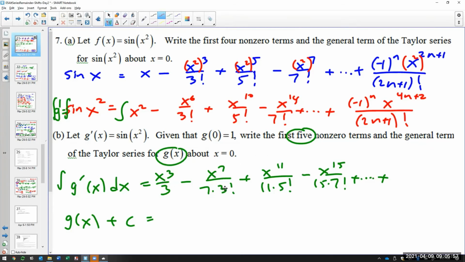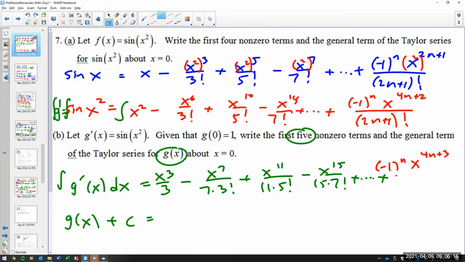So this is taking the antiderivative. So what did I do to this general term to take the antiderivative? Yeah, add a 1. Is it still alternating? Okay, so I still keep this -1 raised to the n. But you add a 1 to this exponent. So that turns to 3.